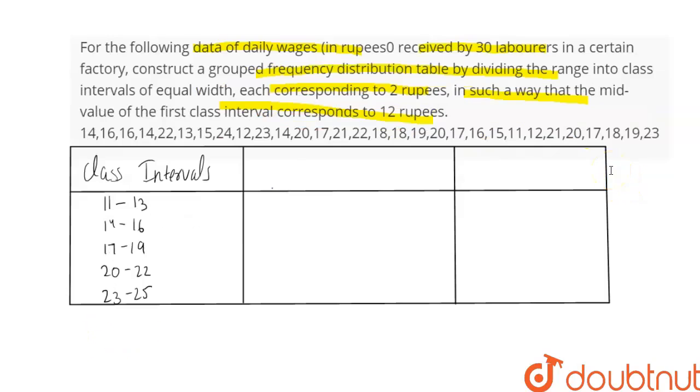Here we will construct a table which will have two other columns, one as tally marks and the other as frequency. So the number of frequencies from 11 to 13 is 4, from 14 to 16 is 8, then 17 to 19 is again 8, 20 to 22 is 7, and 23 to 25 is 3.